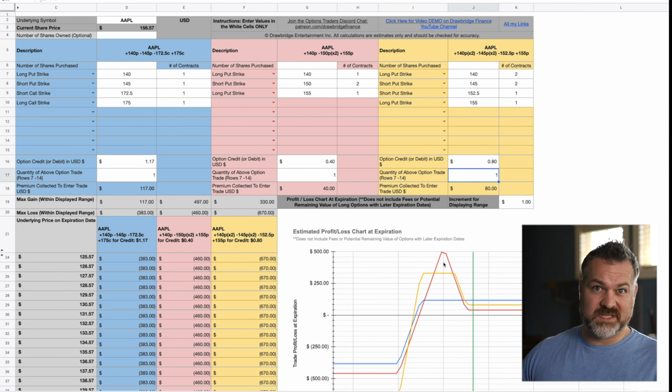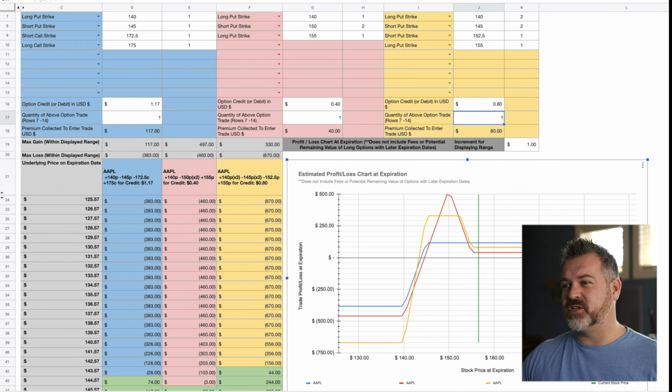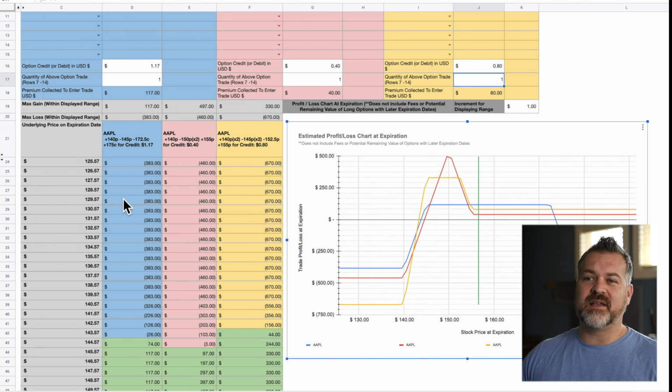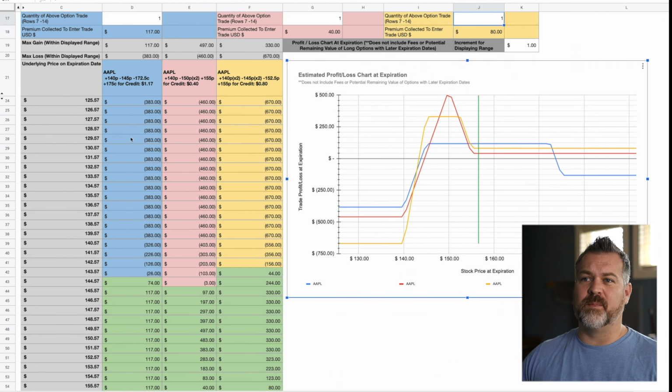And now all of a sudden I have some comparison. I've got 3 different trades loaded up on the price. I can come over here and look at the numbers of what happens if the stock trades down to $129. Well, the Broken Wing Iron Condor is going to lose $383. The Broken Wing Butterfly is going to lose $460 on this trade, and the Broken Wing Put Condor is going to lose $670. We can kind of compare, so definitely some more risk on this side.